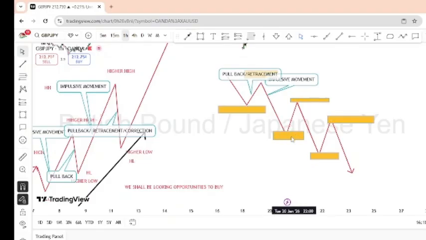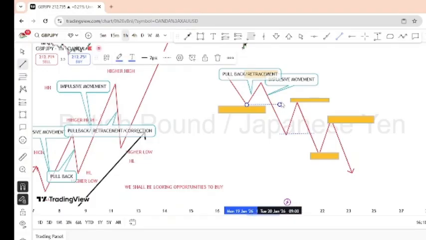And what do I mean? Let me give you an example like this. So this is what I mean. If you see something like this, it must break this line. It must break that line for it to be an impulsive movement. It must break this line.